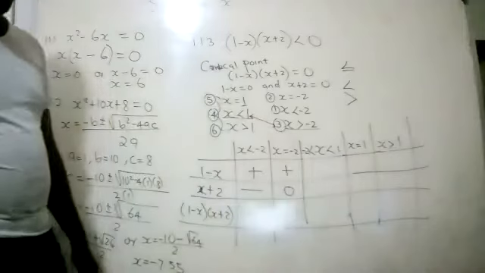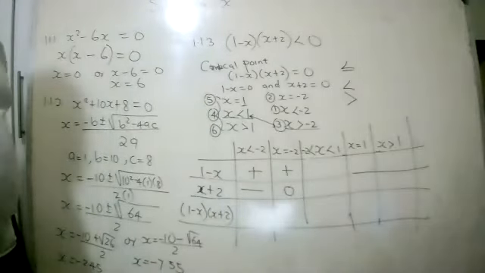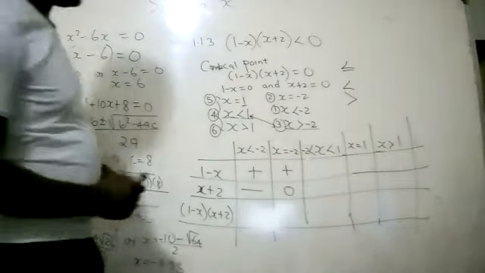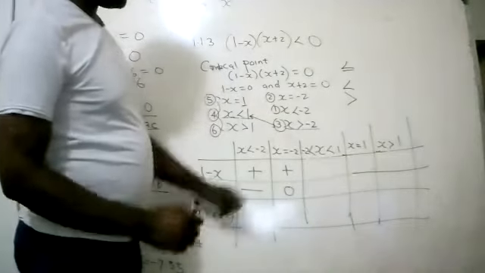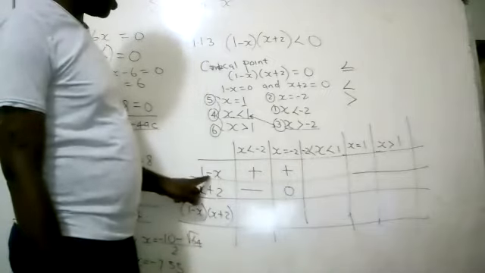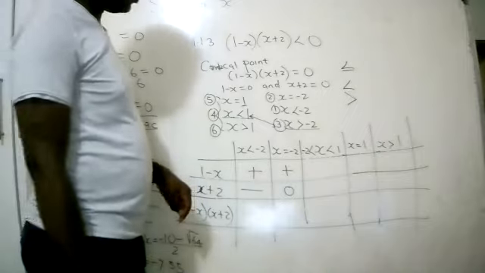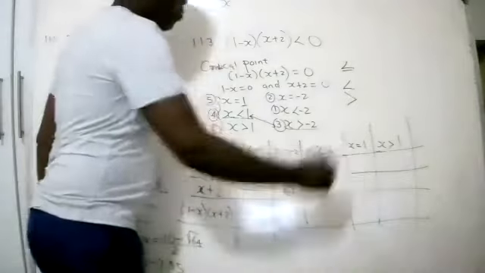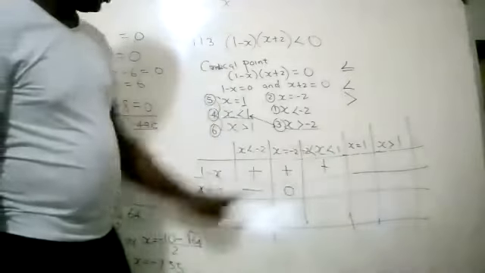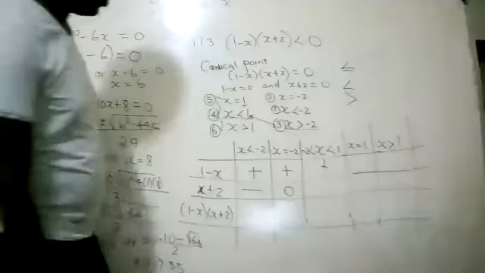Then on this other one, we take any number in between -2 and 1. Can you tell me a number which is between -2 and 1? Yes, -1. We substitute -1 here, so we're going to have 1 minus -1, which is +2. So we have a positive there. Then we substitute -1 again here: -1 plus 2, which will be a positive sign.